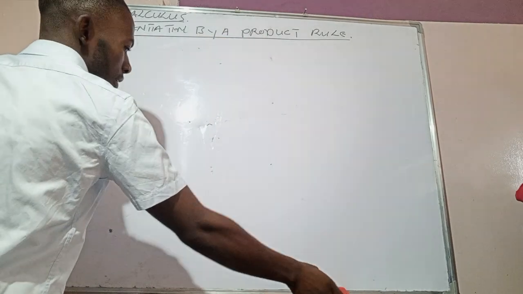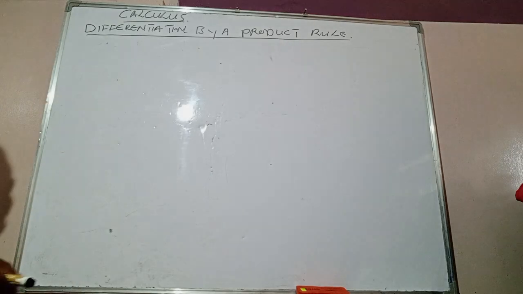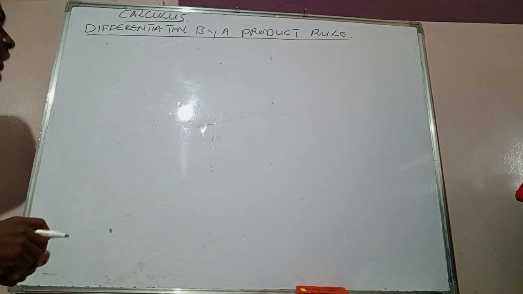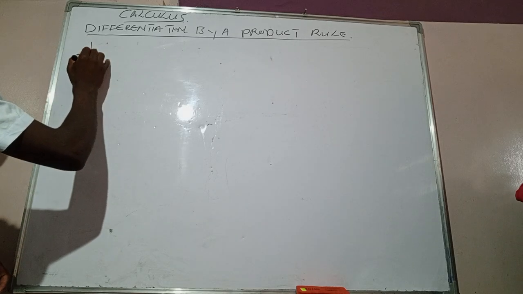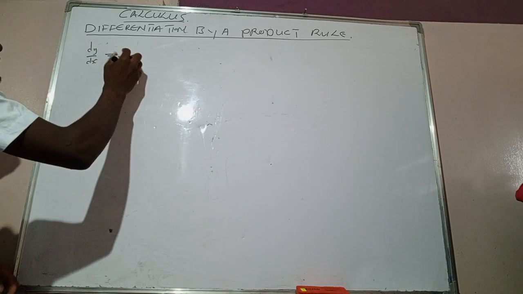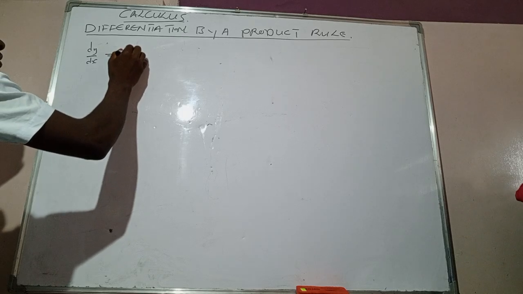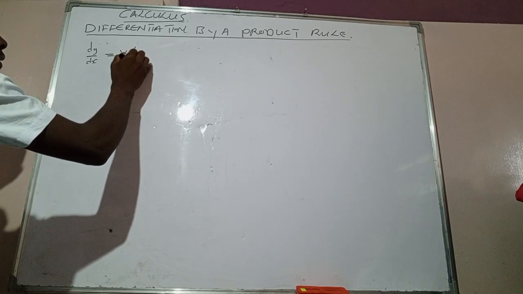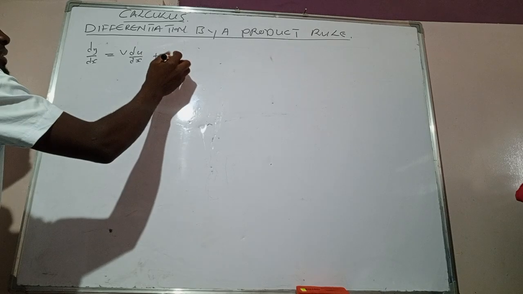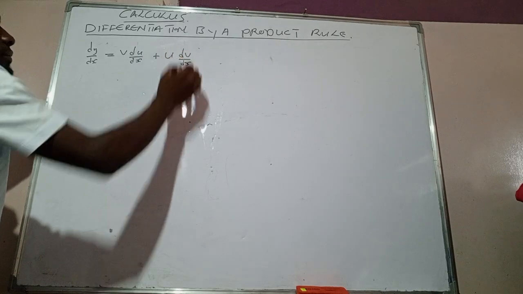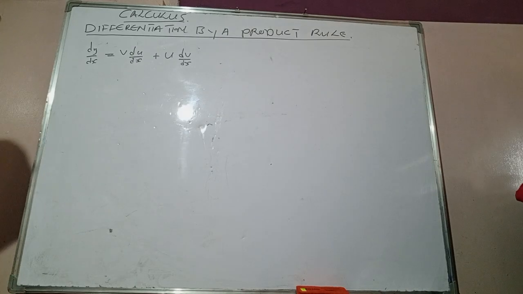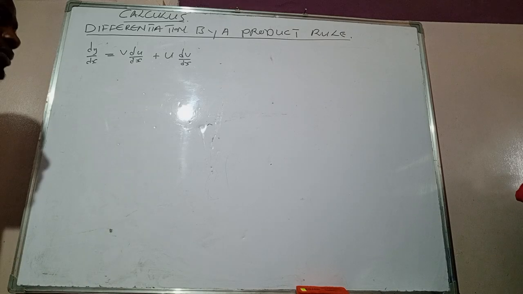differentiating using the product rule. The first thing that we are going to do is to write the formula, and the formula of the product rule is dy over dx is equal to v du over dx plus u dv over dx. That's the formula that we are going to be using when differentiating using this product rule.